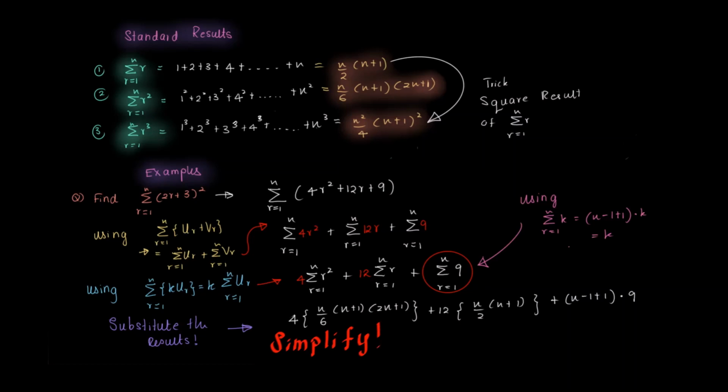So simplify that and you can see that sigma 2r plus 3 whole thing squared, as r goes from 1 to n, is the following result, and that is the summation that we have achieved. That's what we were told to find. That's n by 3, 4n squared plus 24n plus 47.